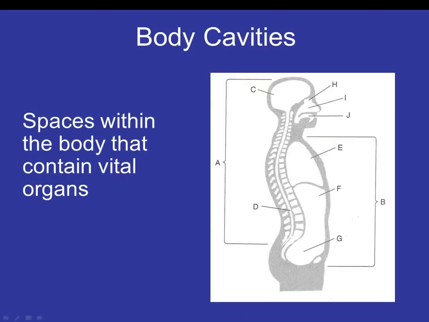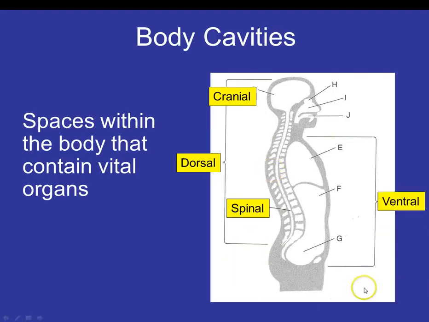Alright, next we're going to talk about body cavities. So these are spaces within the body that contain vital organs. First we have dorsal. So again, dorsal means towards the back, so that's the back cavity. So your dorsal cavity is going to contain your cranial cavity, which contains the brain. Then you have your spinal cavity, that contains your spine. So those two, your cranial and your spinal, are both located within the dorsal cavity because they're on the back side of the body. Next we have our ventral cavity, which is everything on the front.